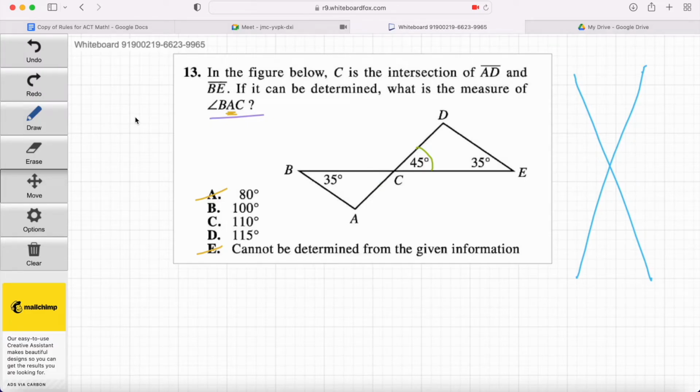All right, so we know that this angle right here is 45. Absolutely. Okay, and we're actually really close to finding the right answer now, because we know every triangle adds up to, do you know how many degrees are there in a triangle?